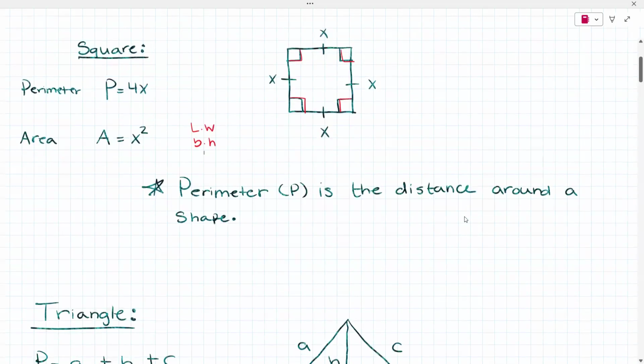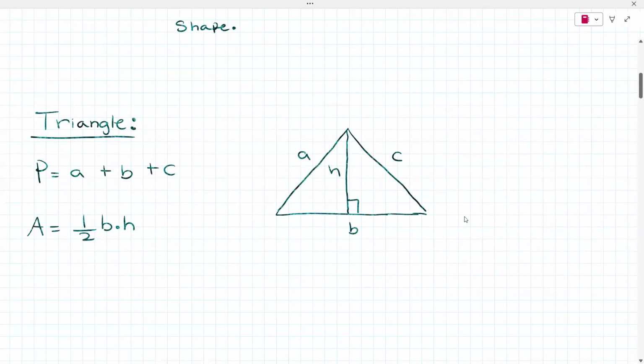Okay, so a triangle is slightly different. The perimeter is the same. You add up all the sides. So if this is side A, this is side B, side C, if you add them all up, you get your perimeter. And then the only difference is the area is the base, which is this length, and then the height, which is this length, and then times it by 1/2 or really divided by 2, right? So it can really be expressed as base times height all over 2.